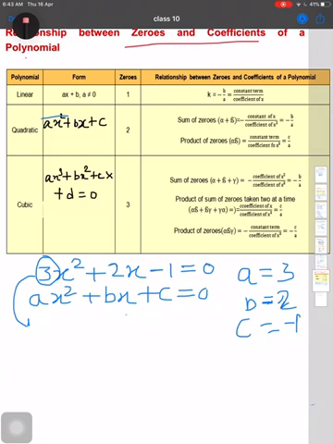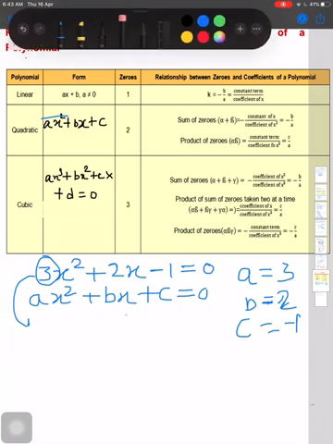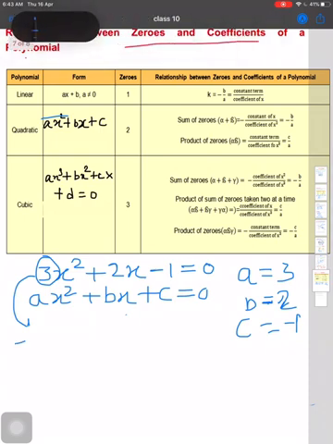Minus 1 and 1 by 3. Okay, so that we will write here. The zeros of this equation are minus 1 and 1 by 3. Okay, so now, this is a quadratic equation.